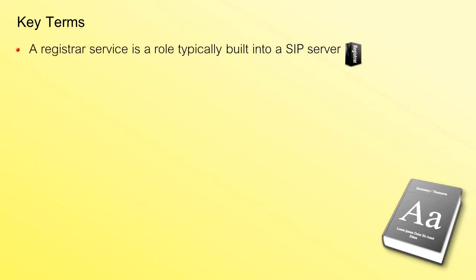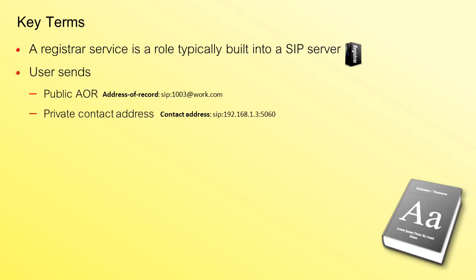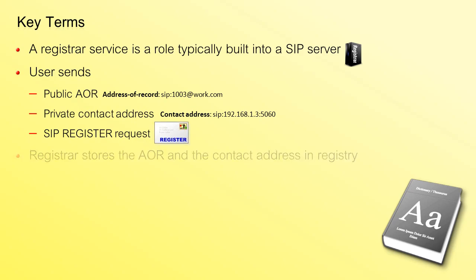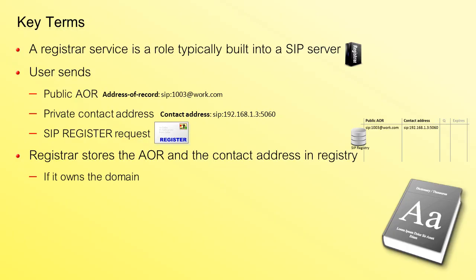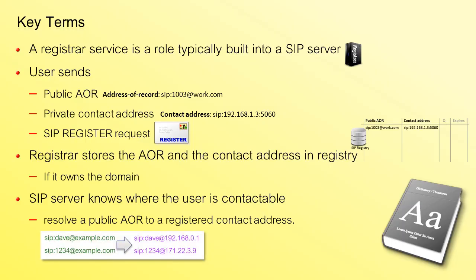So, the main points of registration. A registrar service is a role, a function typically built into SIP servers rather than necessarily a separate physical device. When a user registers, he sends his public address of record and his private contact address in a SIP register request off to the registrar. If the registrar owns the domain, it stores the address of record and the contact address in its registry, a data repository. After registration, the SIP server knows where the user is contactable. It has the ability to resolve a public address of record to a registered contact address.